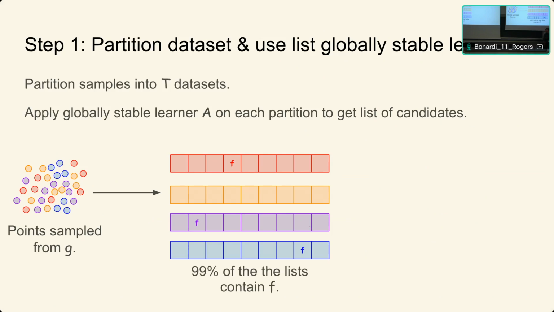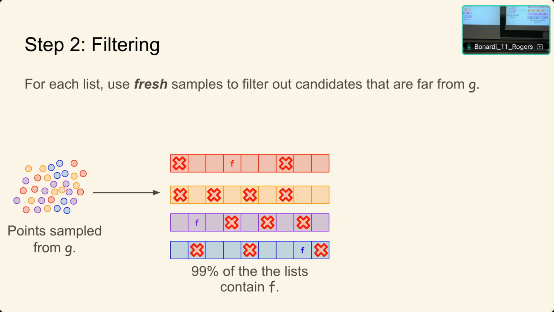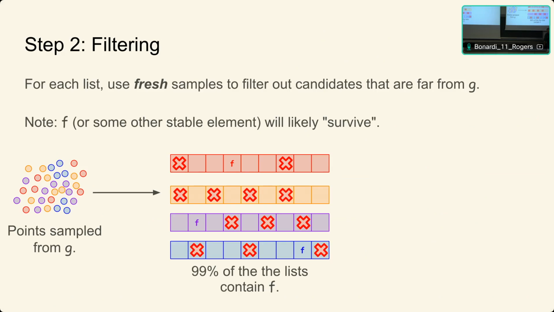So that's good. The second step here is that not all distributions here are actually going to be close to the true distribution. And so we'll just do some filtering step to ensure that basically the list only contains good elements. And one thing I'll mention here is that intuitively, when we do this filtering step, definitely F, the stable element, or if there's other stable elements, those ones are going to probably survive this filtering step.